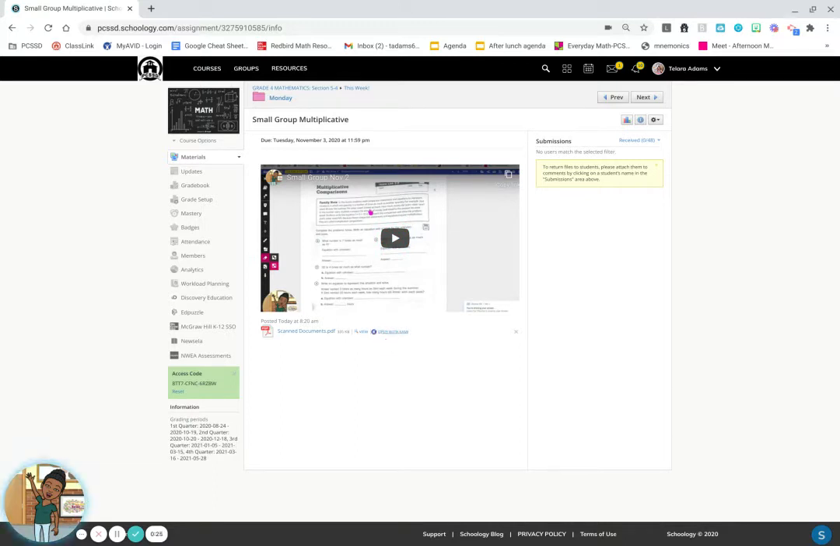Open another window. We're open with Cami, and this assignment will open another tab for you. When you click open with Cami, another tab will open.